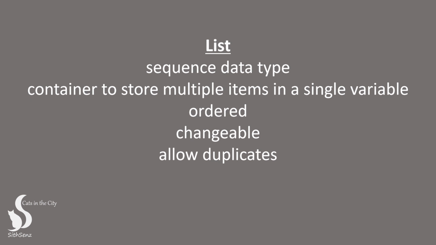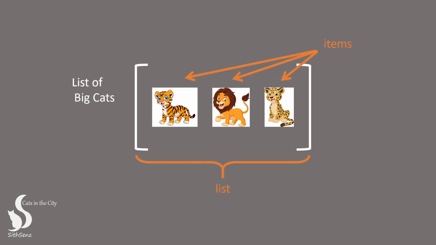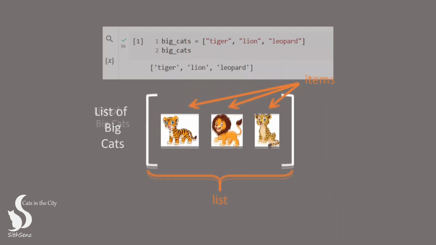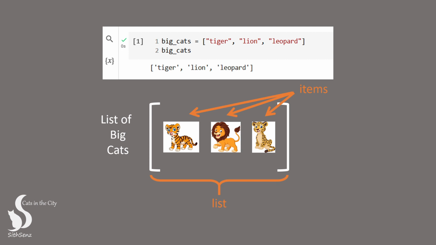An example of a list in Python looks like this. List big_cats equals square bracket, tiger, lion, and leopard. Tiger, lion, and leopard are items in the list of big cats. There are other built-in data types in Python that are used to store collections of data. We'll learn about them in future videos. However, I think that list is the most popular container type variable in Python. Yes, I agree. Lists are very useful because of these specific characteristics.